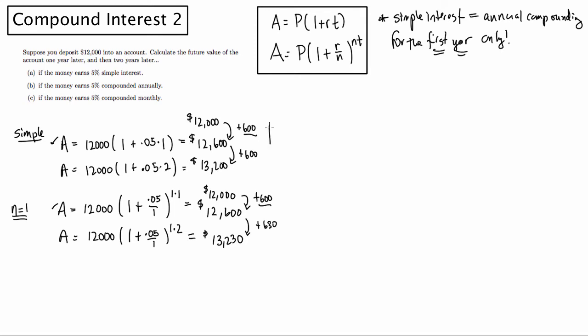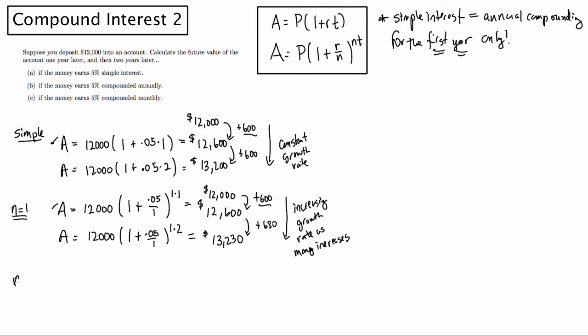So with simple interest, you have a constant growth rate. With compound interest, you have an increasing growth rate as money increases. Remember, it's proportional to the size of the account. So as the account gets bigger, the amount of interest you earn gets larger.